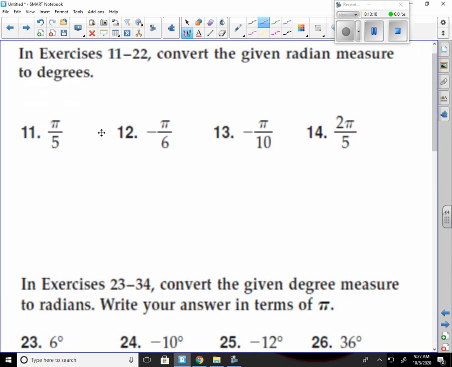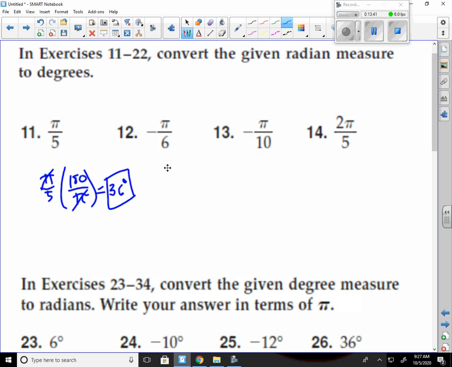All right, exercises 11 to 22, convert the given radian measure to degrees. In order to make this conversion, I just do pi over 5 times 180 over pi. Then I simplify my fraction. My pi's are going to cancel. 5 goes into 180 36 times. So it's 36 degrees.